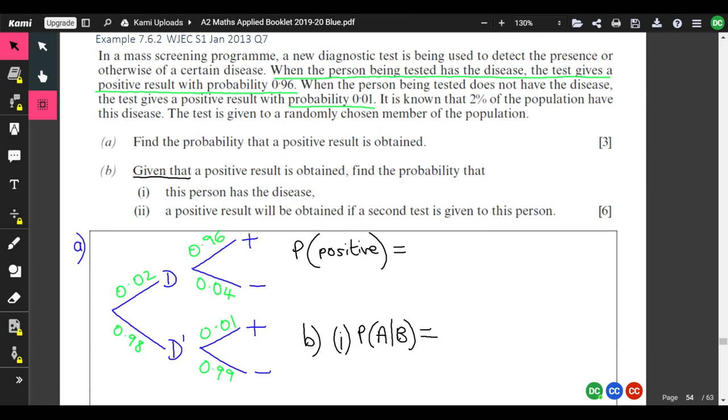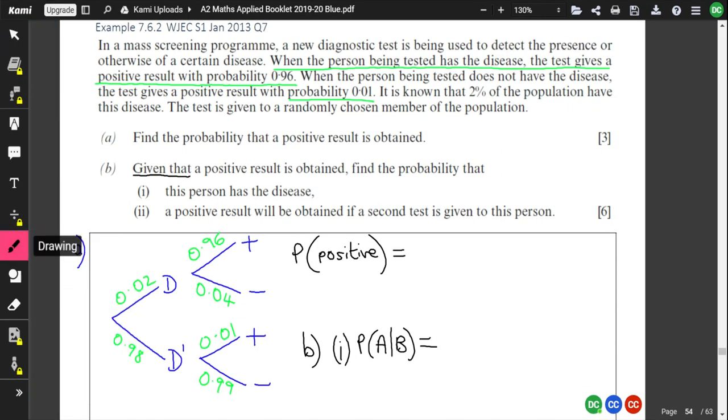So part A, find the probability that a positive result is obtained. Well, there are two paths through our tree diagram that lead to a positive result. Diseased and a positive result, or it is possible that a non-diseased person still gets a positive result. So those two paths are the ones we need for part A. Positive result, 0.02 times 0.96. That's if they have the disease. If they don't have the disease, it's 0.98 times 0.01. Both of those paths end with a positive test result, and that comes out at 0.029.